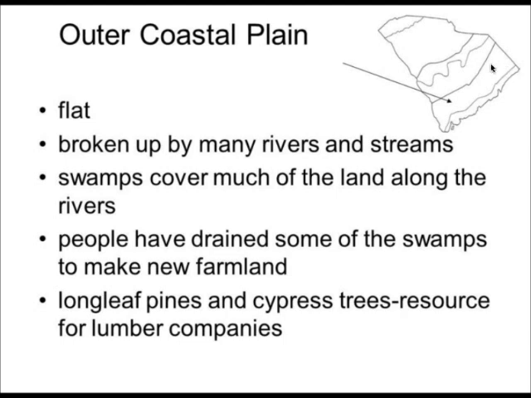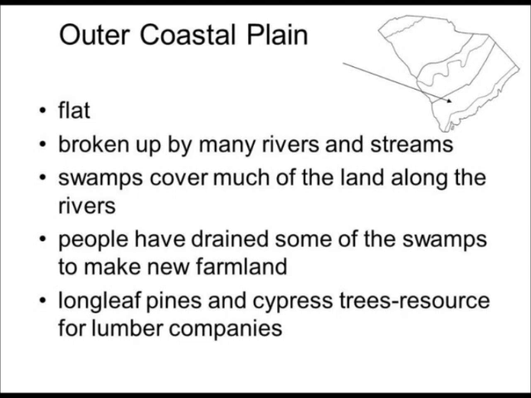Here's the outer coastal here. Now let's do a quick review of the other regions. This is the Blue Ridge region. Say them along with me if you want. This one is the Piedmont region. And then we have the Sandhills, and then the inner coastal plain. And then here's the outer coastal plain. We're getting closer to the ocean. All right, so let's learn about the outer coastal plain region.